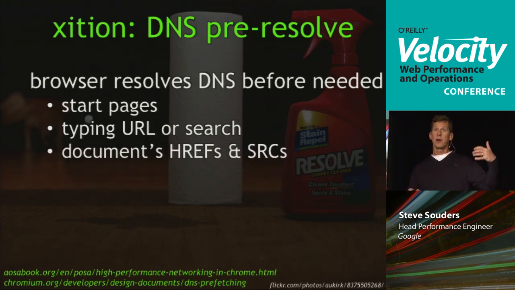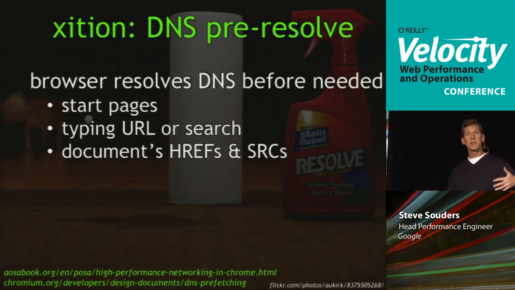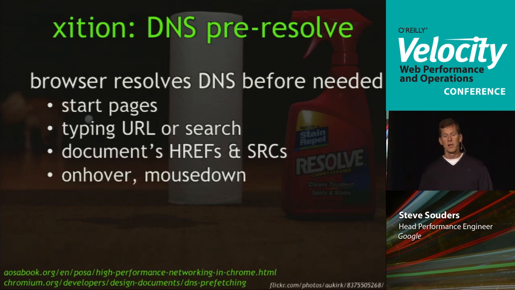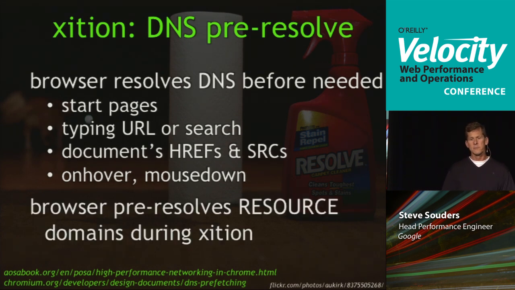When you load a page, a lot of browsers, Chrome for example, will scan all the hrefs and sources. I don't know if Chrome scans script sources and image sources. I know Firefox does. We'll scan those, and we'll pre-resolve the DNS lookups. You can also do it on hover or mouse down over links, if maybe that link was created dynamically, so it wasn't scanned in the HTML markup, but the DNS could be pre-resolved.